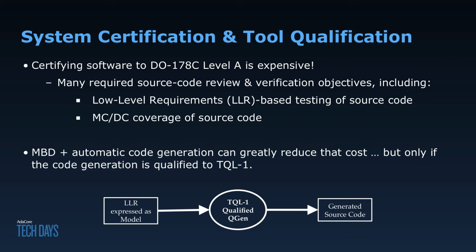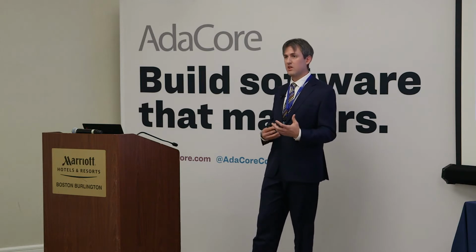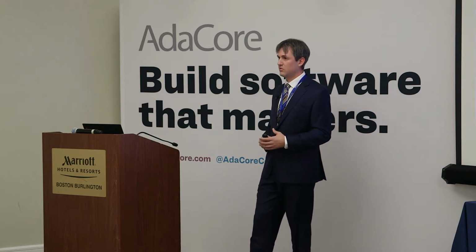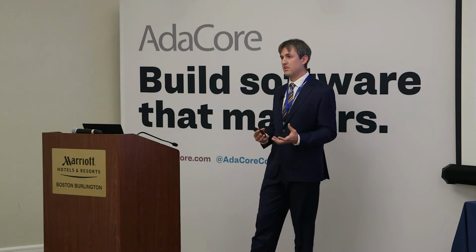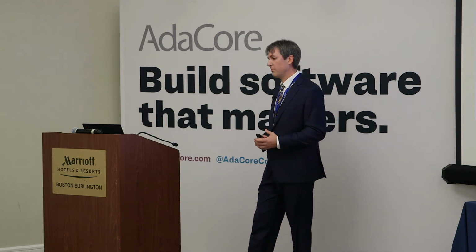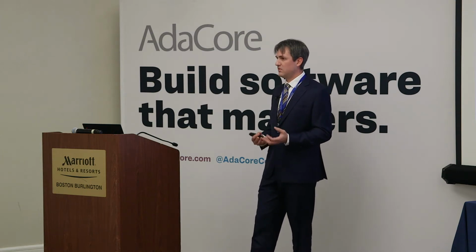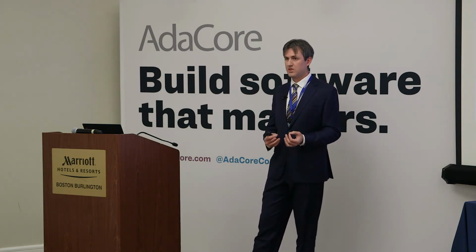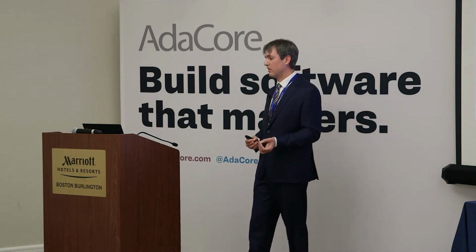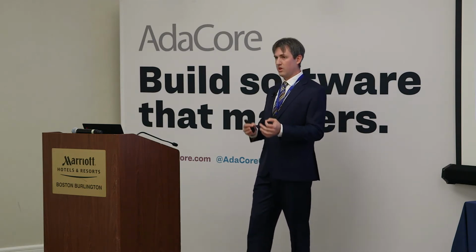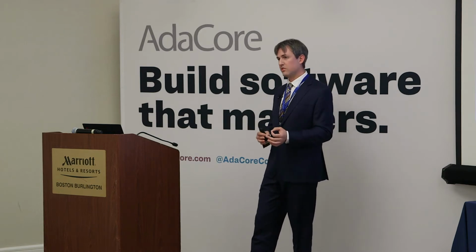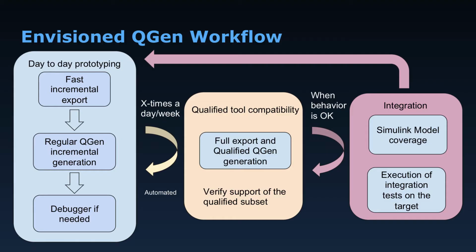For example, at level A, you need to show MCDC coverage of your source code through your requirements-based testing. This, combined with the kinds of peer reviews and other analyses that you have to do with your source code, is a significant cost driver for certification. Now, model-based design and automatic code generation is intended to reduce this cost. But that only works if your code generator is qualified. So the promise that we have with QGen is that you won't have to look at the majority of your source code. So what might this look like in terms of workflow?